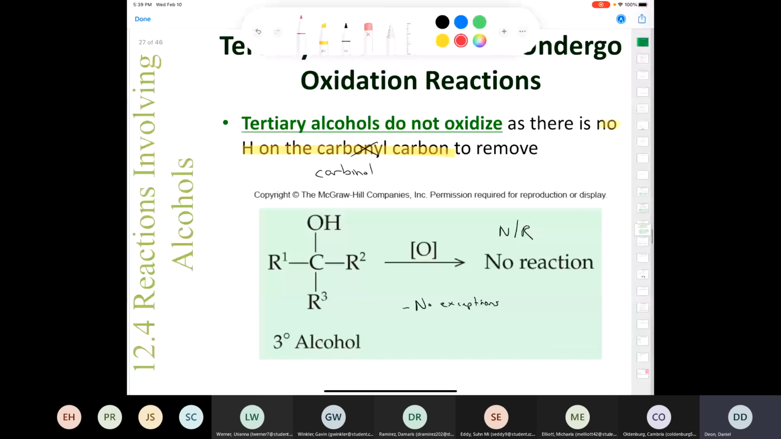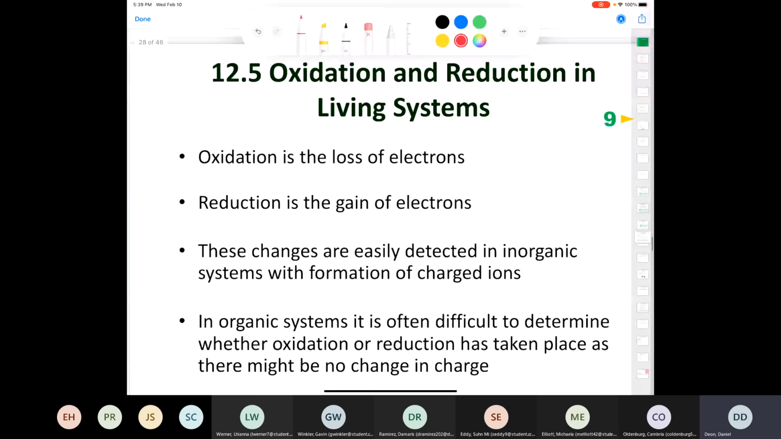Nothing at all happens. Section 12.5 deals with oxidation and reduction in living systems. So this is a little introduction to some biochemistry. The bottom line is that I'm not going to ask you a ton about this. I might ask one question. And the reason why is because we're going to look at so many different oxidation and reduction reactions once we get into the later chapters, like chapters 19, 21, and 22.